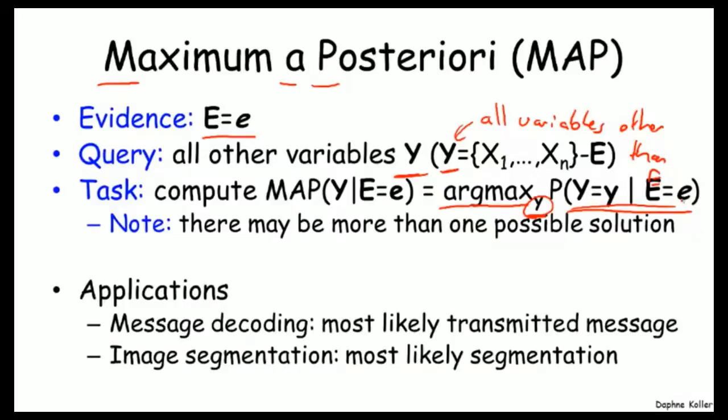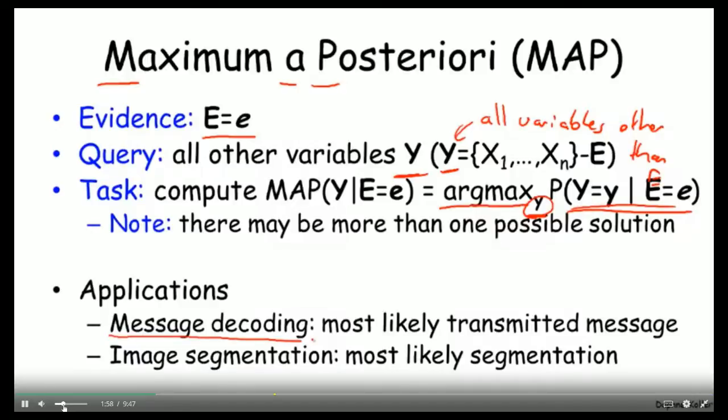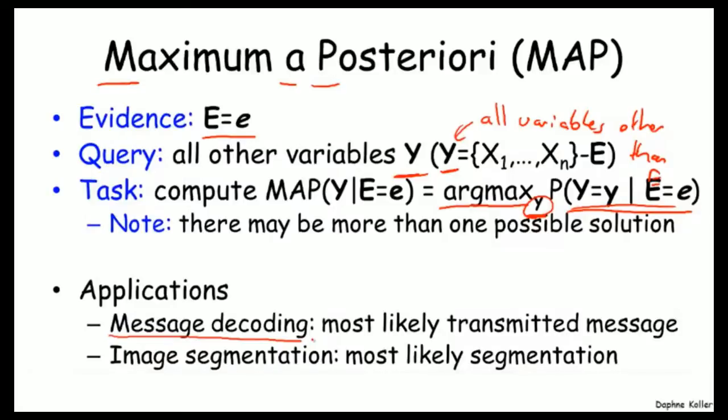This has many applications, some of which we've discussed before. In the context of message decoding, for example, where we have a set of noisy bits that are passed over a noisy communication channel, what we often want to get is the most likely message that was transmitted. That is an assignment to the transmitted bits that is the most likely given our evidence. In the context of image segmentation, we would like to take the pixels and figure out the most likely assignment of pixels to semantic categories. So both of these can be viewed as MAP assignment problems.